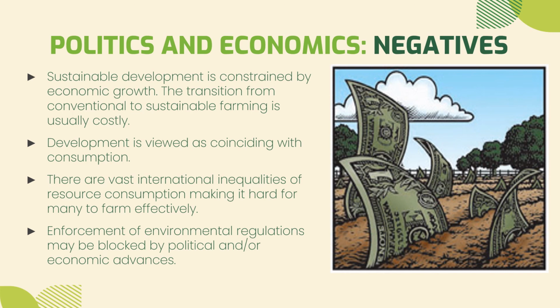Number 2. Development is viewed as coinciding with consumption. Number 3. There are vast international inequalities of resource consumption, making it hard for many to farm effectively. Number 4. Enforcement of environmental regulations may be blocked by political and/or economic advances.